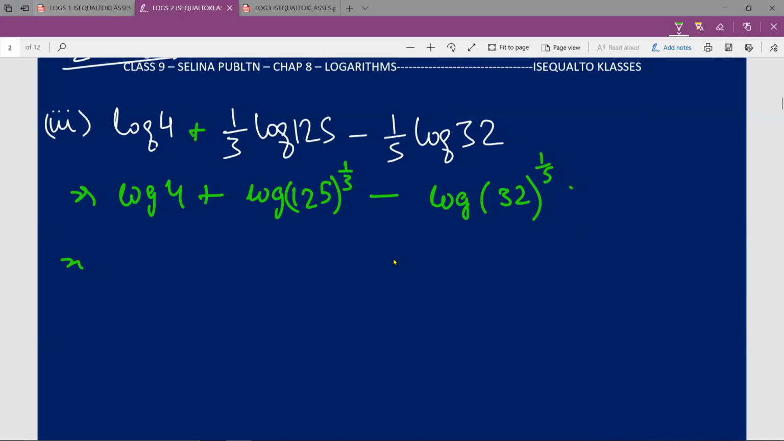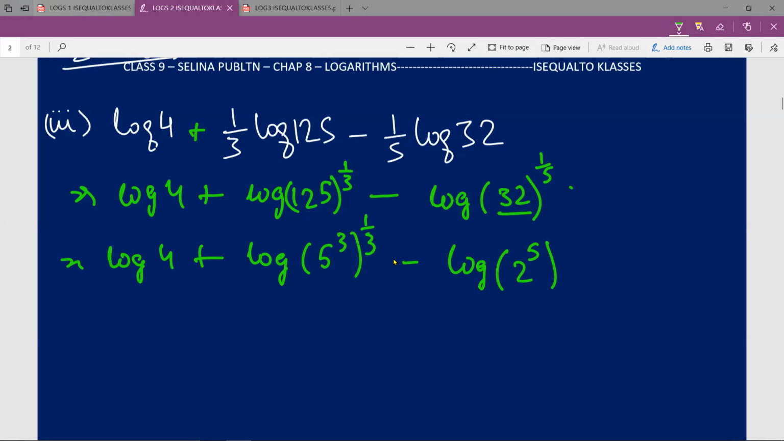So I leave again log 4 as it is, plus log of 125. Now 125, I could write it as 5 cube, because 5 into 5 into 5 is 125, minus log of 32. Now 32, I could write it as 2 raised to the 5, because 2 into 2 into 2 into 2 into 2 is 32. So therefore, I could write this as 2 raised to the 5. And don't forget the exponent that is present outside the brackets. Again, I'll write log 4 as it is.